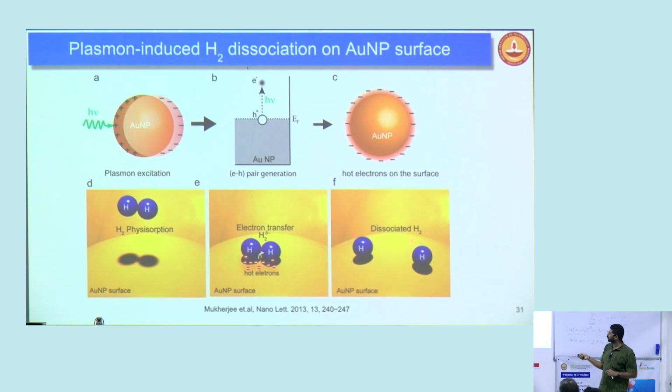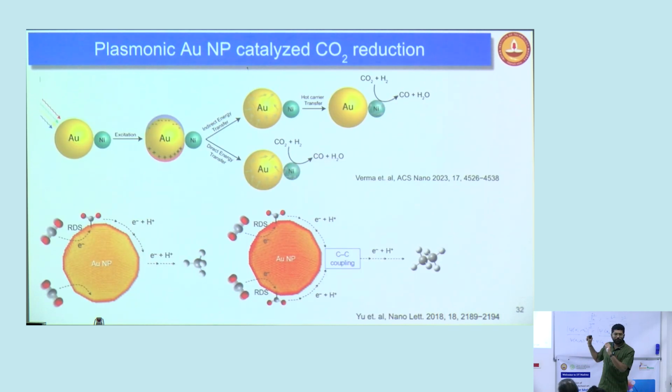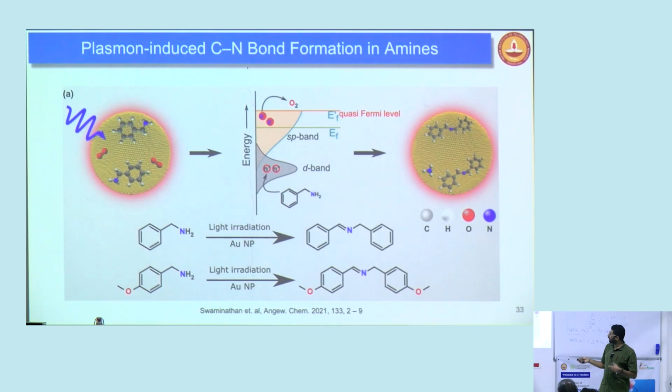So these are varieties of reactions that can happen, and there are several earlier examples of plasmon driven catalysis. This first one corresponds to the dissociation of a simple H2 molecule on a plasmonic Au nanoparticle. I'm just flashing these to show you what the different kinds of reactions are. These are like CO2 reduction; you can see CO2 converted to CO plus H2O, and you can also conduct coupling reactions. This is a C-C coupling reaction, where from CO2 they made the ethane molecule. Similarly, N-H coupling was also done earlier. And this is like N-C coupling.